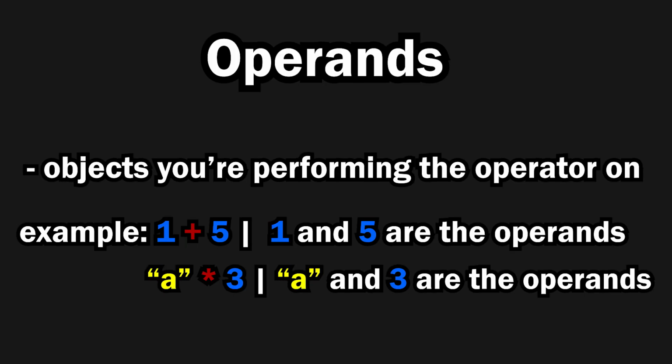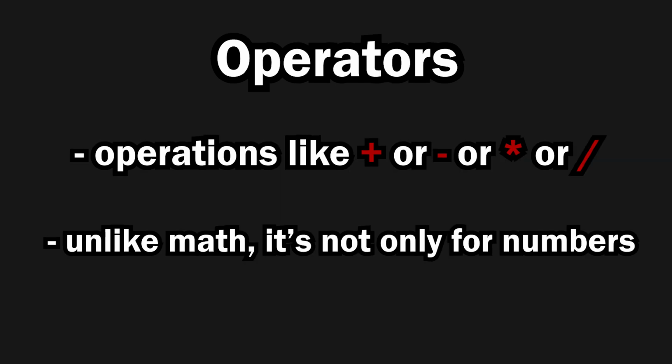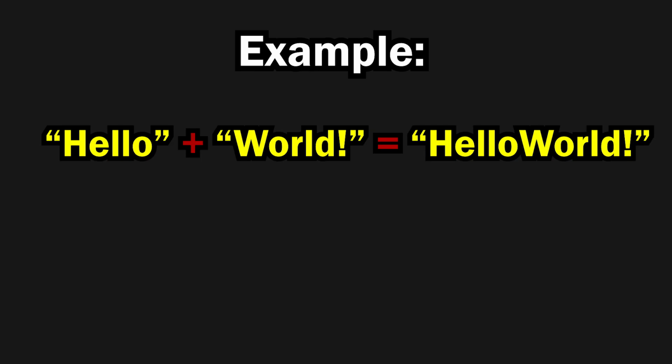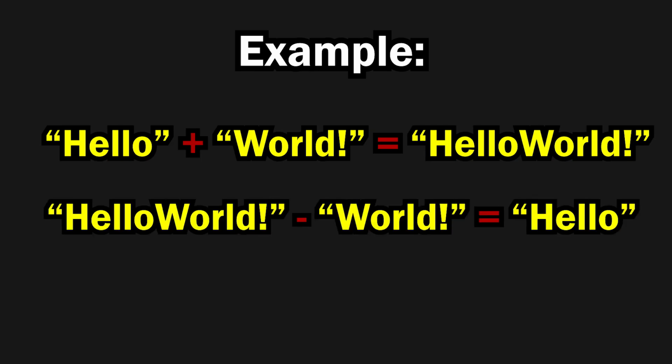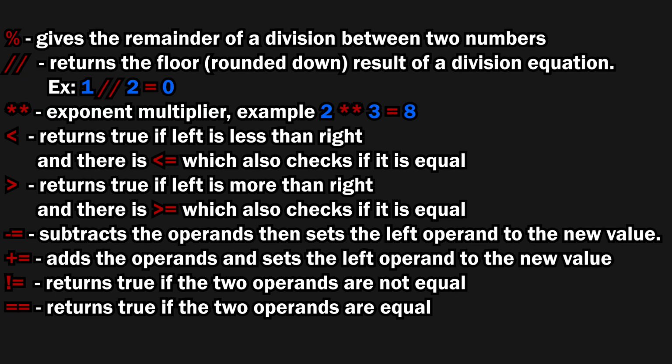Now that we've gone over all that, it seems like a good time to get into operators and operands. Operands are the objects you're performing the operator on. Operators are operations like addition and subtraction that can be performed on objects, and it doesn't only apply to numbers. For example, you can add two strings together, subtract strings, and even multiply strings. There's also a lot of other operators special to coding.